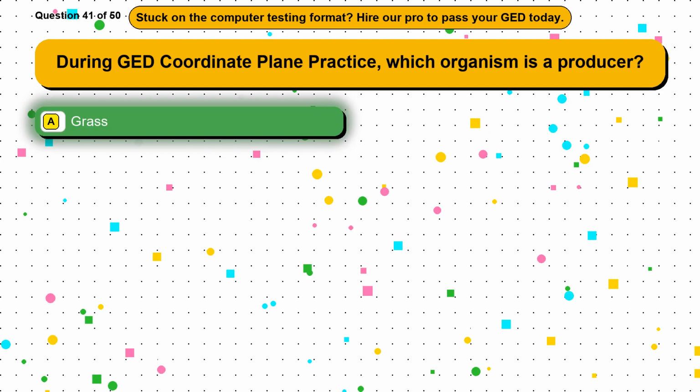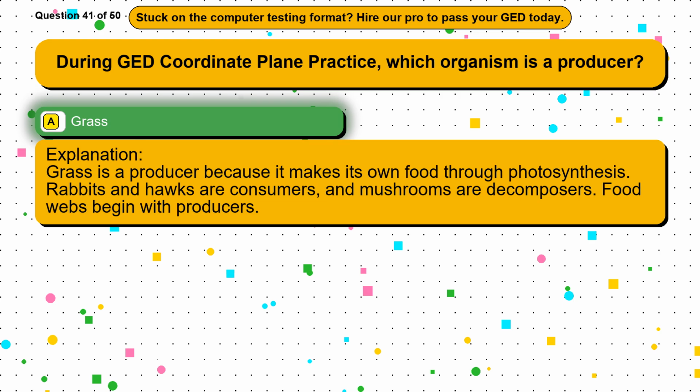The correct answer is option A, grass. Grass is a producer because it makes its own food through photosynthesis. Rabbits and hawks are consumers, and mushrooms are decomposers. Food webs begin with producers.